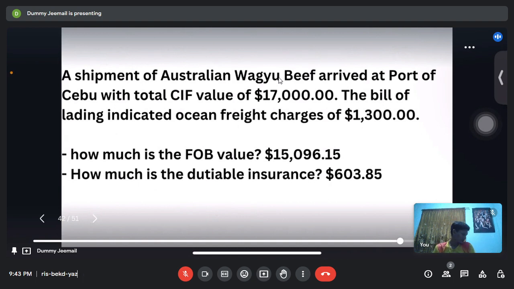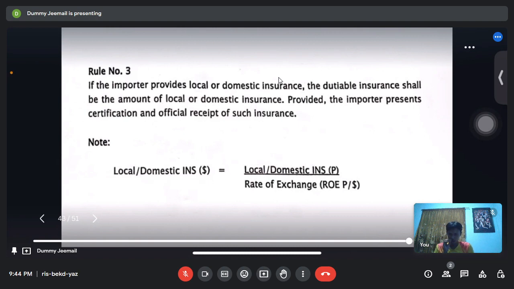Rule number 3. If the importer provides local or domestic insurance, the dutiable insurance shall be the amount of the local or domestic insurance, provided the importer presents certification and official receipt of such insurance. So rule number 3 is the easiest. For local or domestic insurance, you divide it by the rate of exchange or ROE.